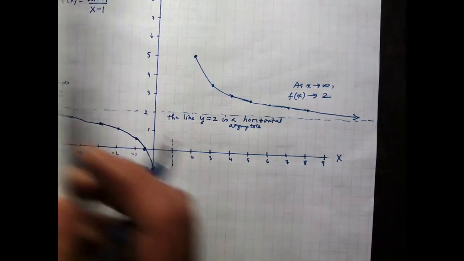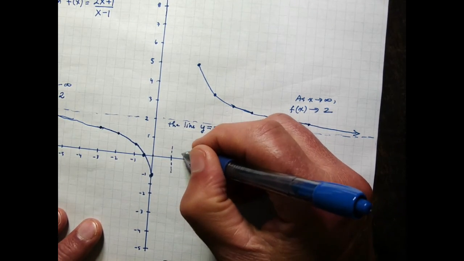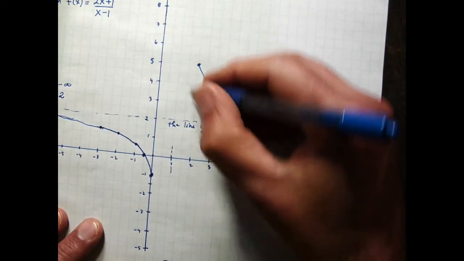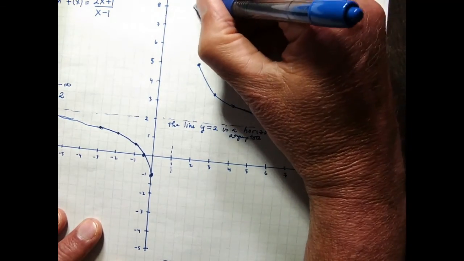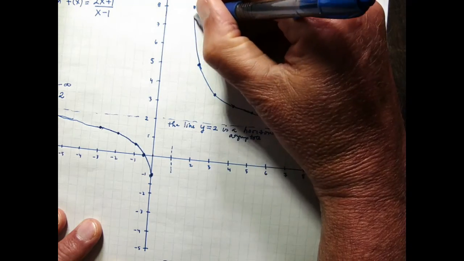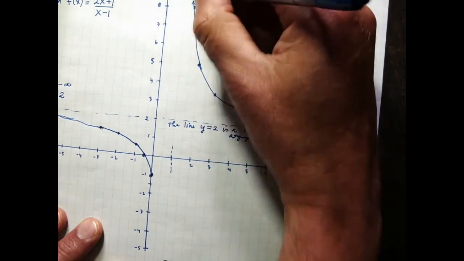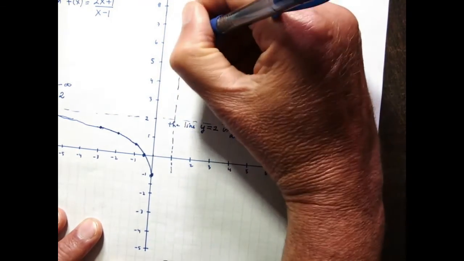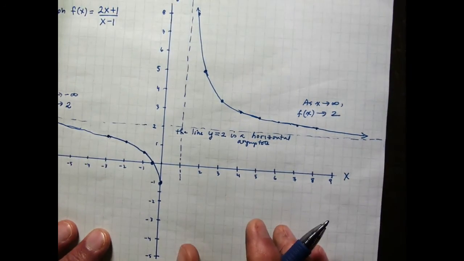Whoa, wait a minute here. At 1.5, we have the y coordinate 8. So this graph starts shooting upward, and at 1.1, we're way up there. So I'm going to draw a dotted line coming up here, because my graph is getting closer and closer to that vertical line, right?